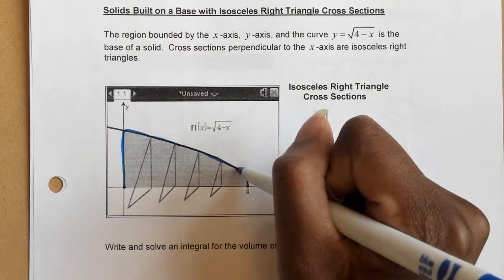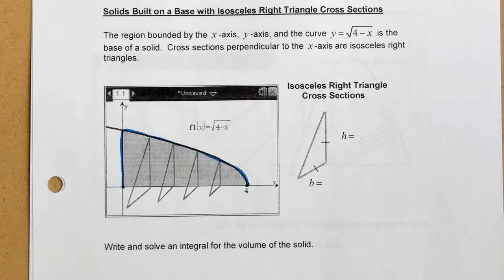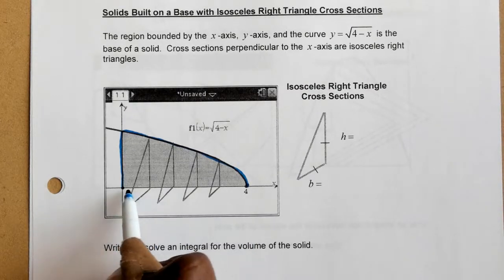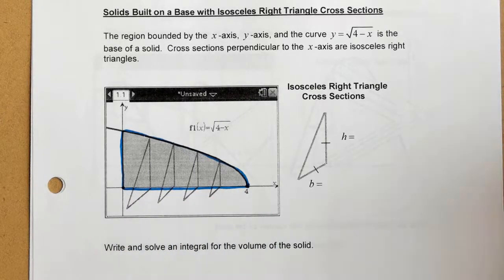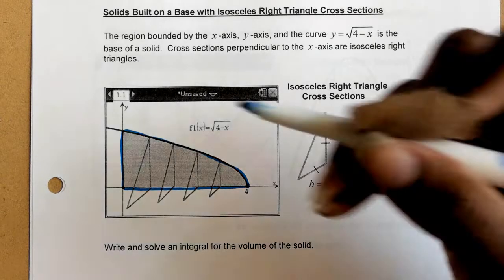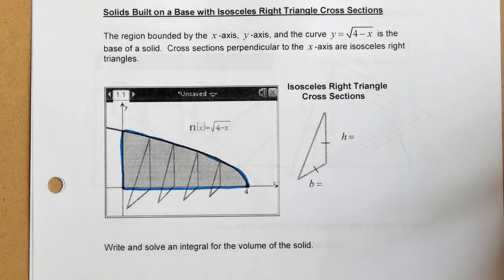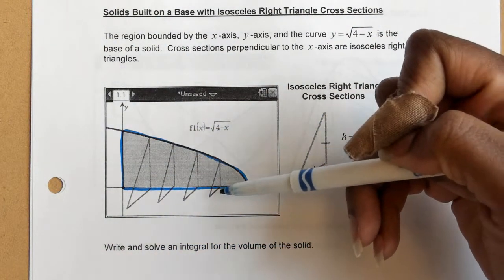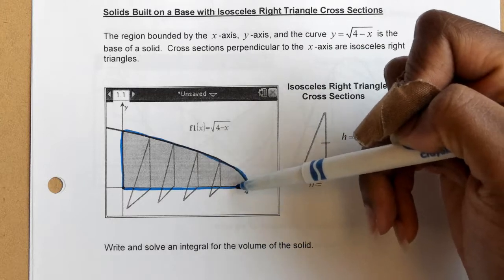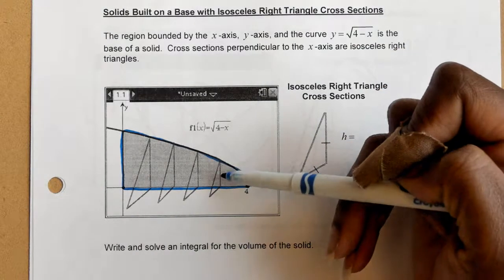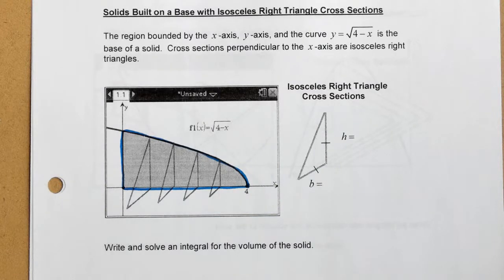So for example, for this particular graph, we want to build a solid of isosceles right triangle cross sections on top of this region bounded by the x-axis, the y-axis, and the curve y equals square root of 4 minus x. Okay, so that's the base. That shaded area is the base of our solid, and now we're going to build various isosceles right triangles on top of that, with the base of that right triangle being whatever slice of the area we have in our graph.